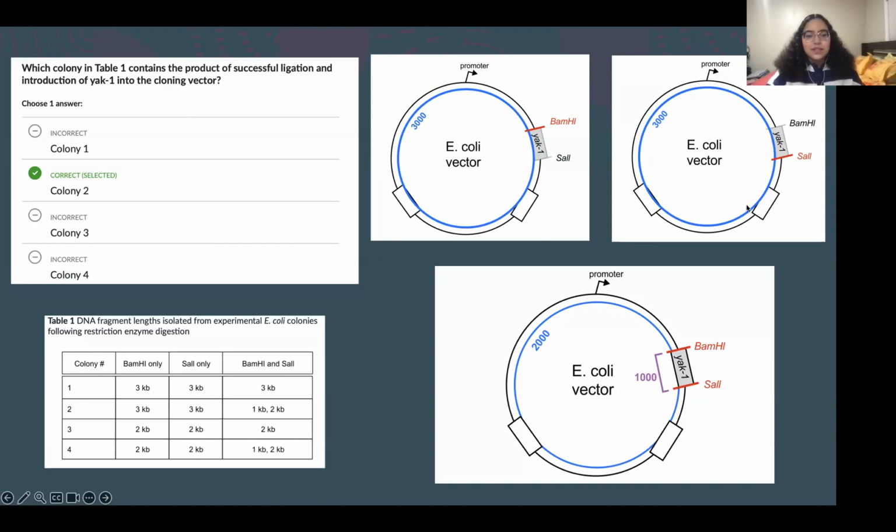So it's colony 2 because of the 3-3, because the whole thing is 3 kilobases long. But then you have a 1 and 2 if you were to cut it up. A lot of questions you'll see follow this pattern, where you just need to figure out 2 different things, because the answer choices will just have 2 different things that are different about them. So first you have to see, are you supposed to get 3-3 or 2-2 when it's only 1? And then is it 3 when you have both, or 1 and 2 when you have both? So you can split it up if that makes the information easier to digest.